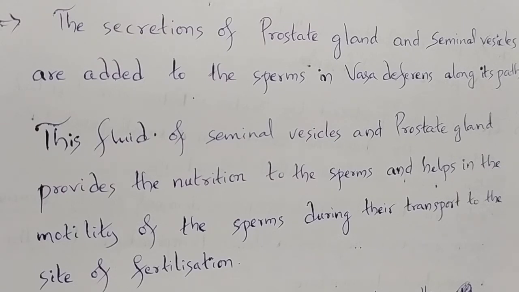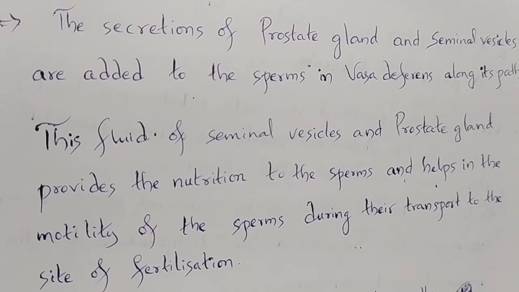Why do they have to be nourished? Because these cells are traveling. They have to be alive for some days, for 2 to 3 days, so during that time they have to be nourished. So seminal vesicle secretions will nourish them, and prostate gland secretion will lubricate them.